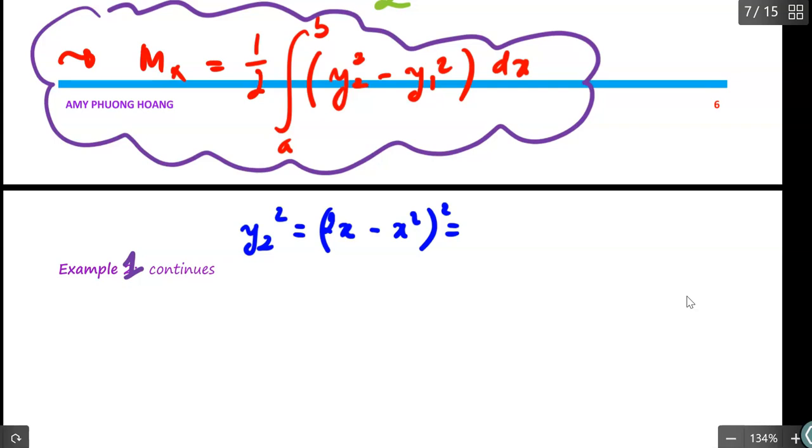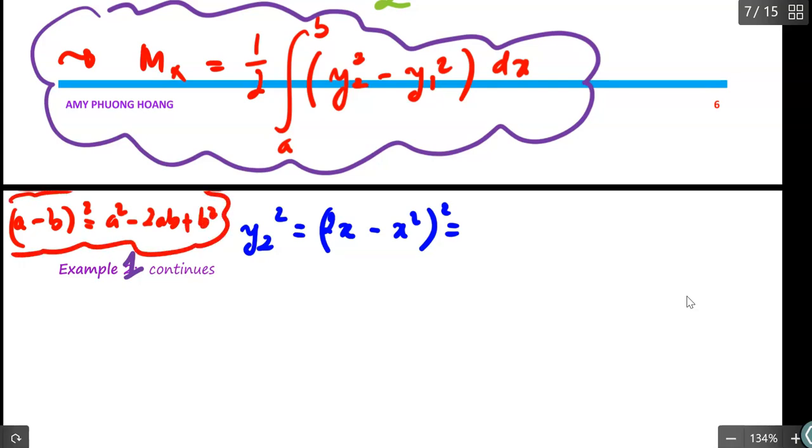Alright, so I just want to remind everyone that (a minus b) squared will be equal to a squared minus 2ab plus b squared. Okay, I want everyone to use that formula, the special product. Or if you don't want to use that, you can just go ahead and expand. But in this lesson, I just want to use this to shorten the time. So in this case, I should have 4x cubed plus x to the 4.